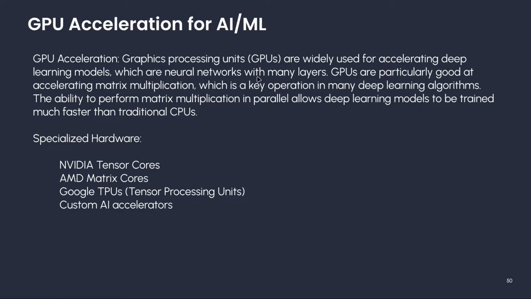So again the same thing, GPU acceleration होतं because we are using thousands of cores, multiple layers, single global shared memory. The ability to perform matrix multiplication in parallel allows deep learning models to be trained much faster than traditional CPUs. Specialized hardware, NVIDIA tensor cores, AMD matrix cores, Google tensor processing units, which we can efficiently utilize using TensorFlow library, and custom AI accelerators.